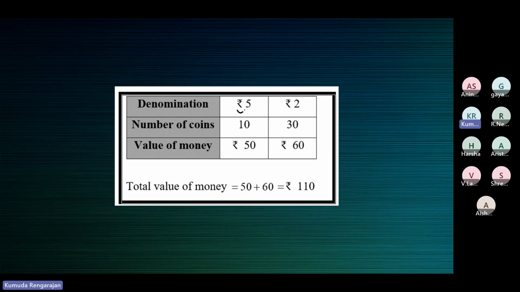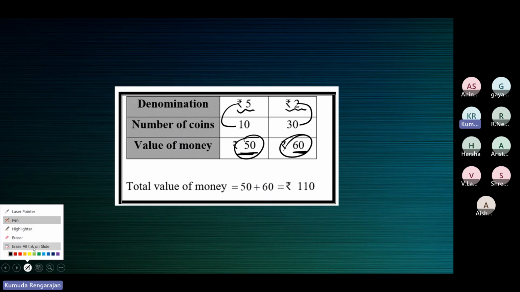So supposing you have 5 rupee coins and 2 rupee coins. You have a denomination and the number of coins. You have 10 5 rupee coins and you have 30 2 rupee coins. So what's the value of money? 5 rupee coins, you have 5 into 10, 50 rupees. And 2 rupee coins, you have 2 into 30, 60 rupees. So what's the total value of money you have? 50 plus 60, 110. Correct?